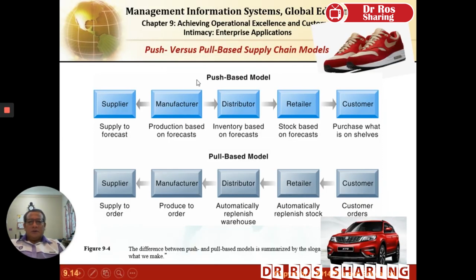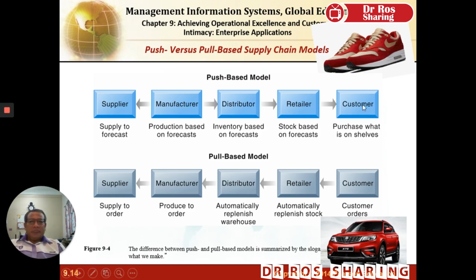For example, the push-based model starts from the supplier and manufacturer. It is good for explaining production like shoes, such as Nike and Adidas, in which the products are normally pushed by the supplier. The supplier pushes the raw material, and the manufacturer produces the shoes normally in big numbers and pushes them to the distributor, and it goes to the retailer, and all the shoes are available in the outlets and shops for the customer to choose from. So in this case, the manufacturer is pushing the shoes to the customer.